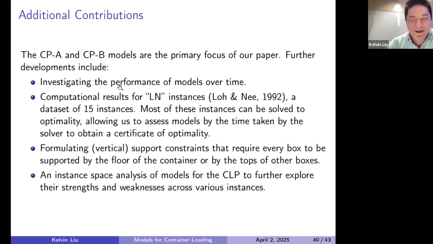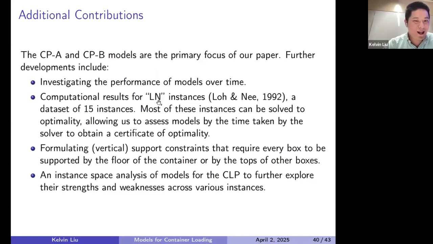So what else did we do? We also investigated the performance of models over time. So we gave them all a 3600 seconds or 60-minute time limit. But what if we only gave it 1 minute or 5 minutes, 10 minutes? Would it have significant impact on the relative rankings of the models? We found that it pretty much didn't have much impact. For most instance classes, the CPB model was still the best, even with a very short time limit. At least for BR instances.